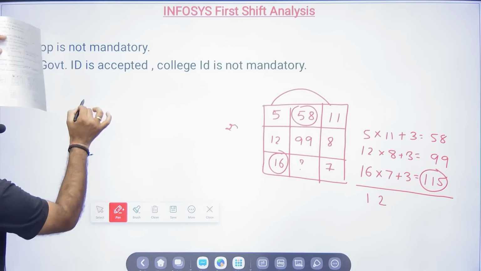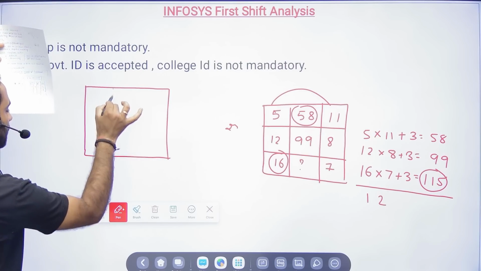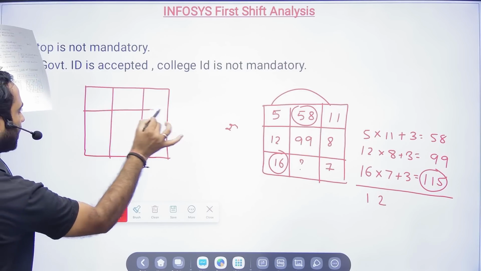Now, the second puzzle was a little tricky. So anyway, I will give you the complete information. Please watch the video till the end.